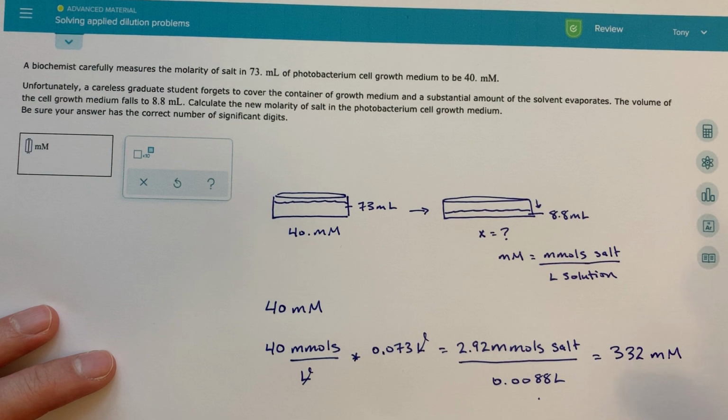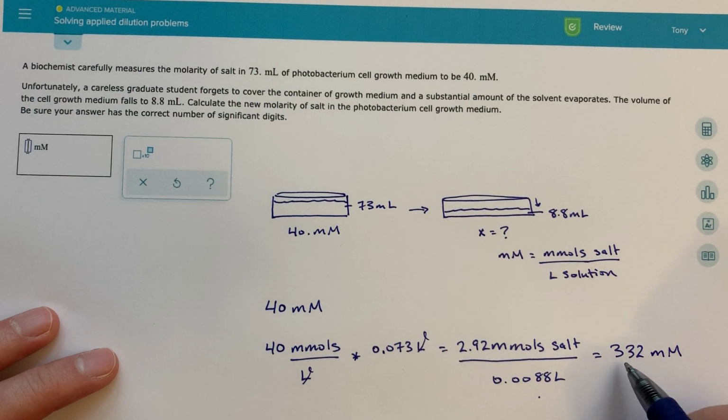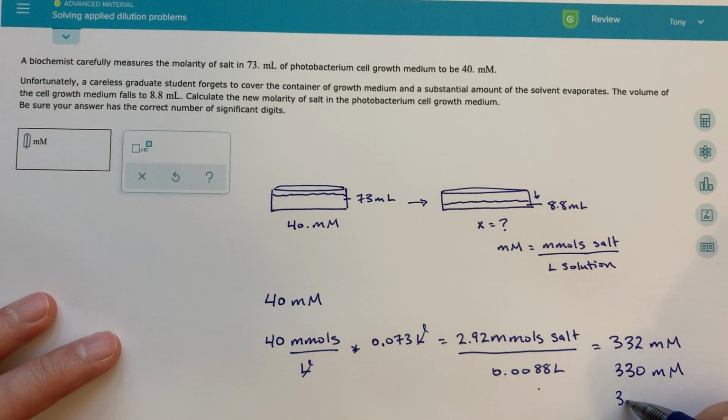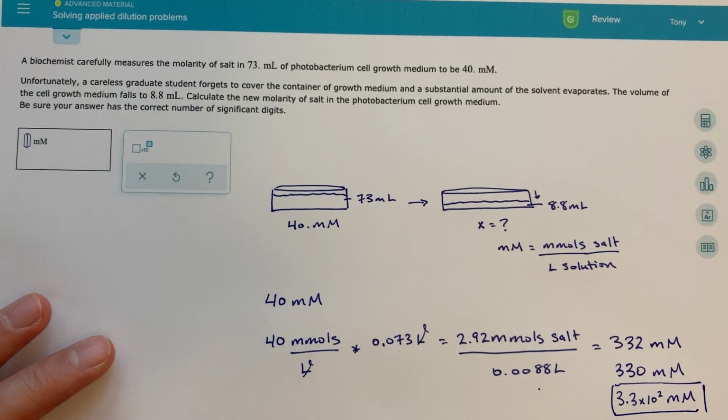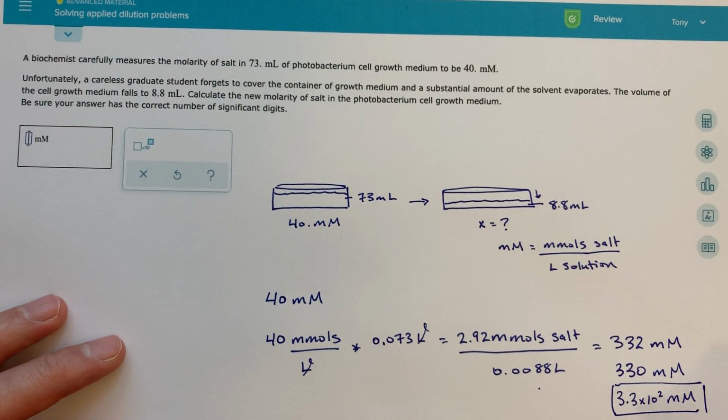And now we would need to convert this to 2 sig figs. If I look at my numbers up here, we definitely have 2 sig figs. So if it were me teaching the course, I would be okay with 330 millimolar, but 3.3 times 10 to the second millimolar is a better answer. It's definitely not ambiguous at all how many sig figs should be in this number. So this is definitely a better answer.